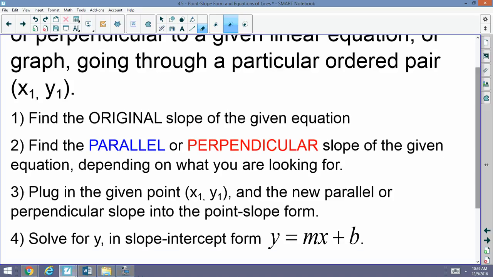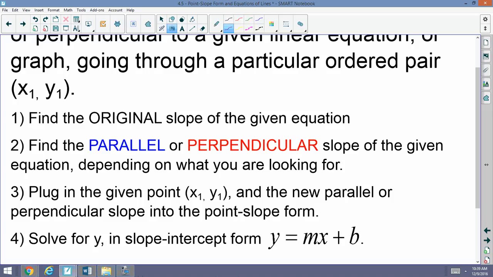Number one. Whenever we're doing this, guys, please, all joking aside, be careful to read, okay? And always, I know I'm a pain, but guys, find the original slope, please.